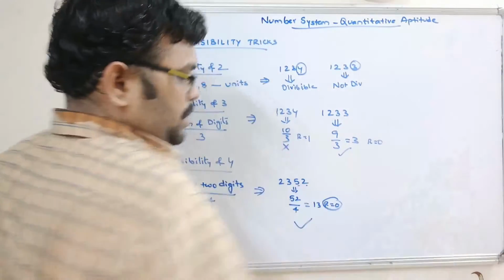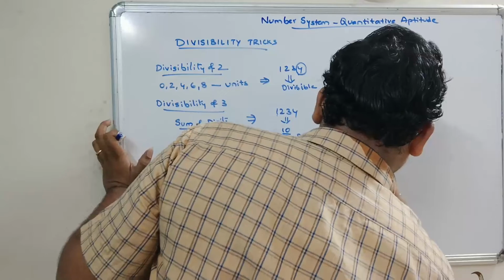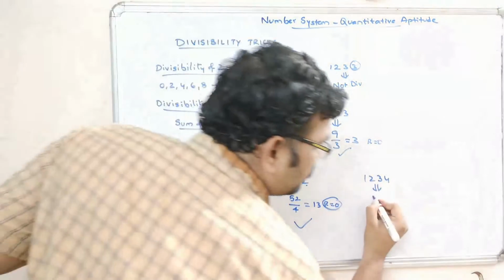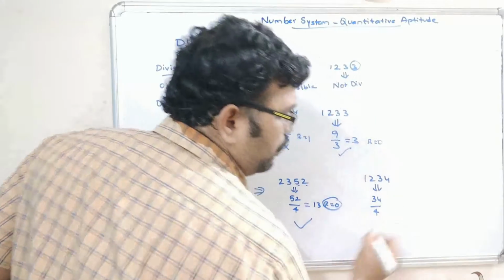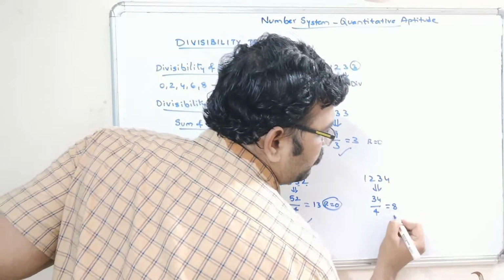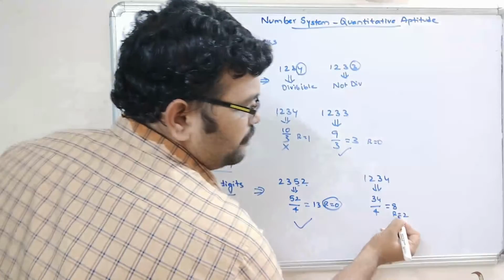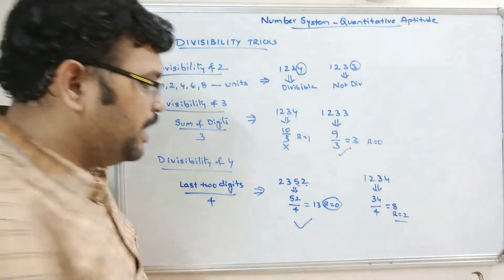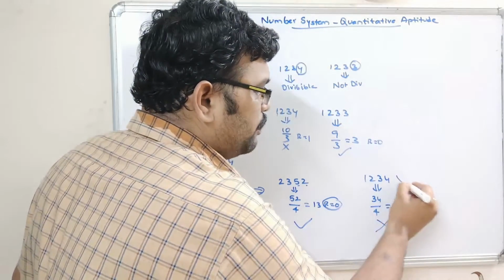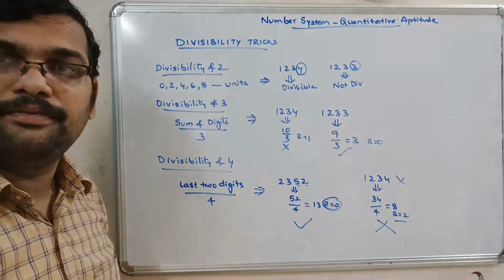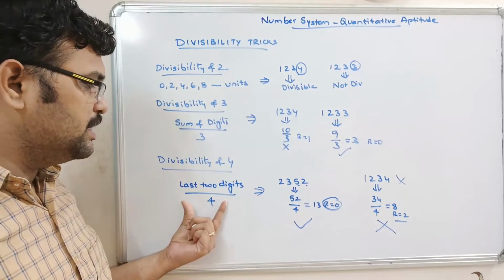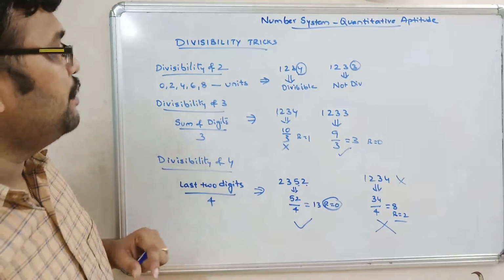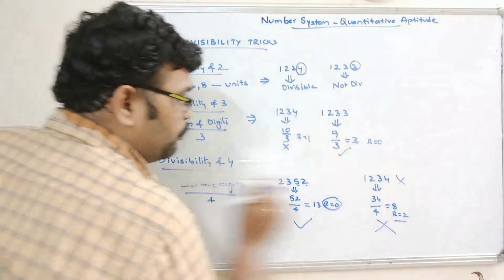If you consider 1, 2, 3, 4 and take the last two digits 34, divided by 4, 8s are 32 and the remainder will be 2. That means 34 is not divisible by 4. That implies 1, 2, 3, 4 is not divisible by 4. So this is what we have to consider: the last two digits must be divisible by 4. Hope you understood this one. We'll move on to the next one.